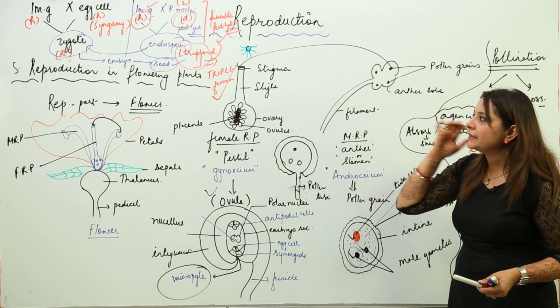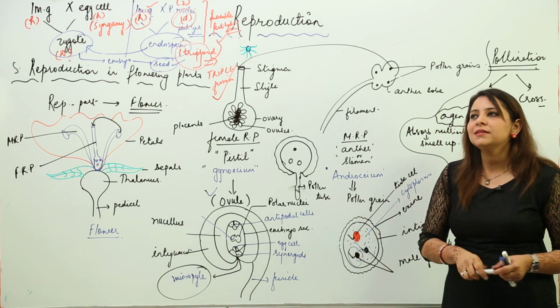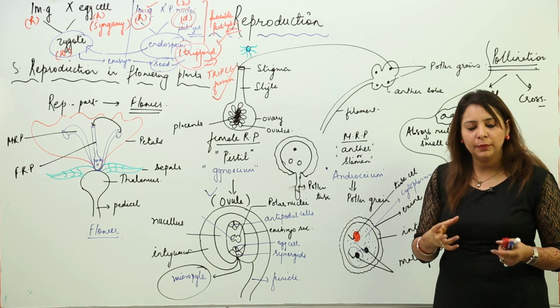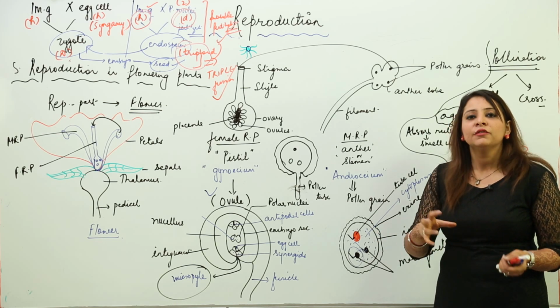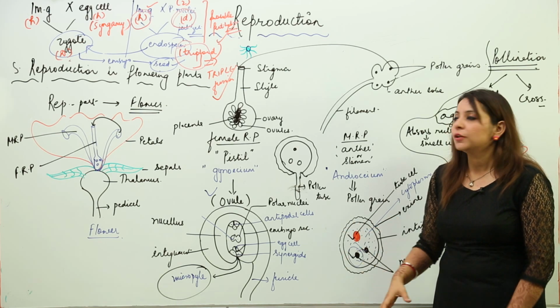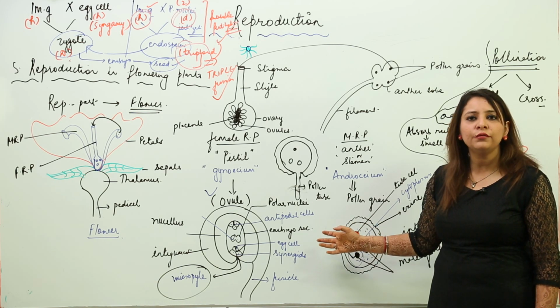After forming the seed, you need to write two more lines: that the seed under favorable conditions will give rise to a seedling, finally a plantlet, and a plant is formed. So this is the sexual reproduction of flowering plants.